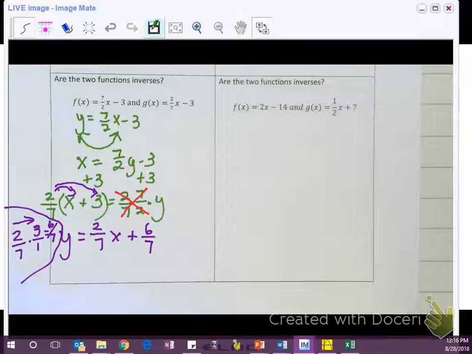Just an aside. Is this what they gave us? Is this function here the same as this? No. So these are not inverses.